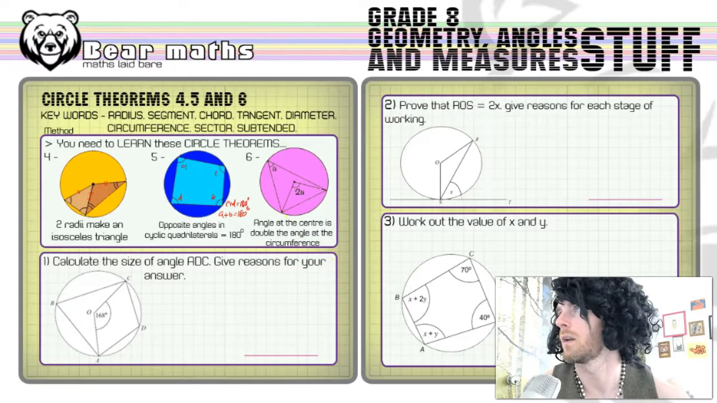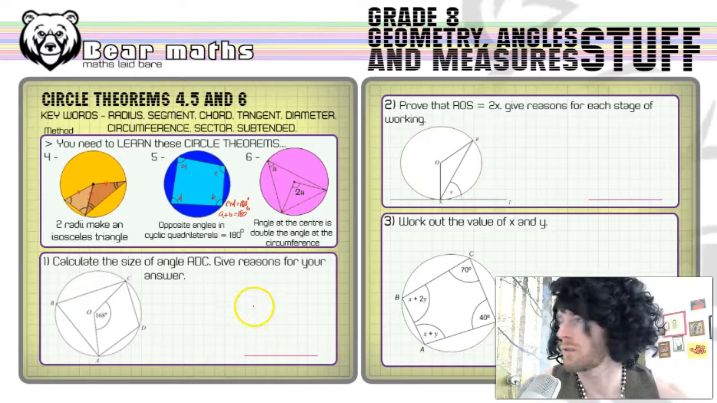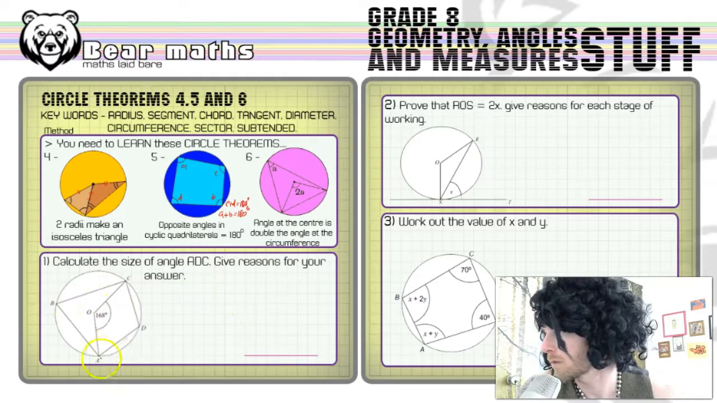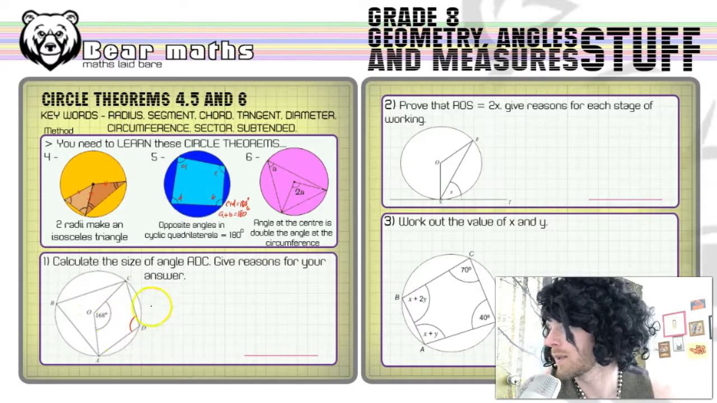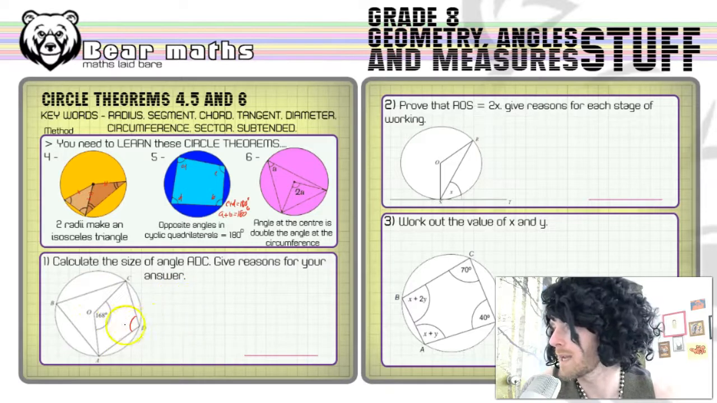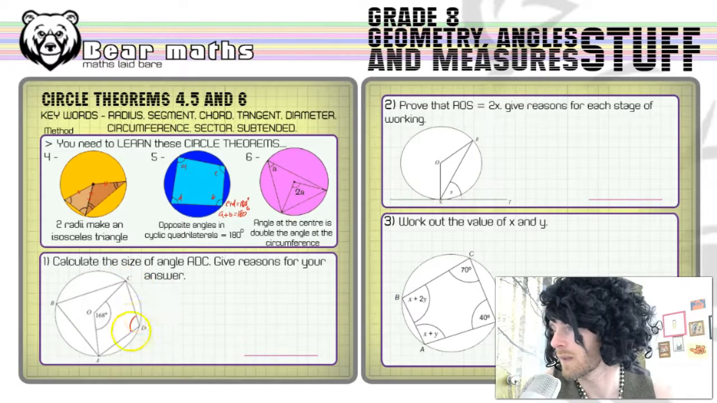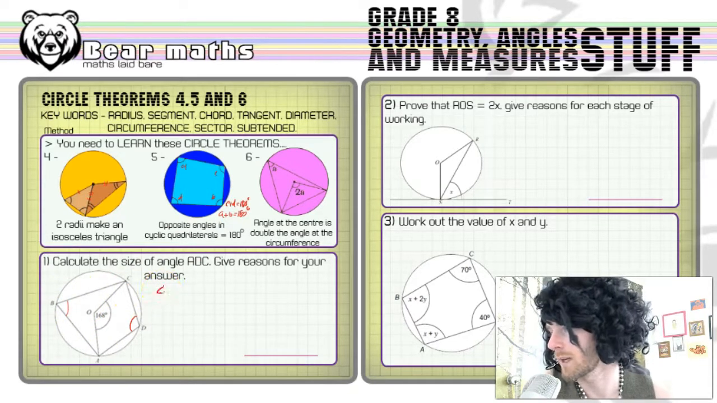Now, question number 1 asks us to calculate the size of angle ADC. Give reasons for the answer, as ever. So ADC is this one, right? So there's 2 theorems that come into play here, and it is this one and this one, Theorem 5 and Theorem 6. So what we know is that this angle CBA is opposite this angle ADC, right? And those two would add up to 180. So it's a cyclic quadrilateral. But what we need is to get that one first. We need CBA or ABC. It's nice to call it ABC, isn't it?